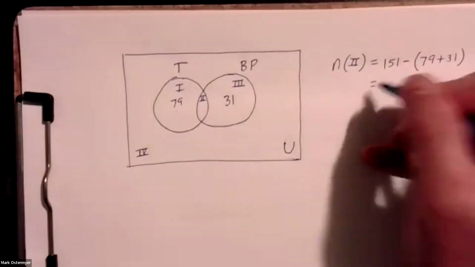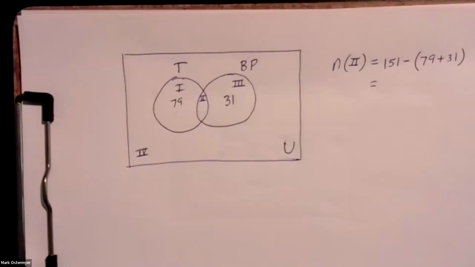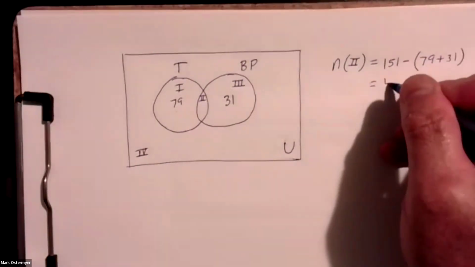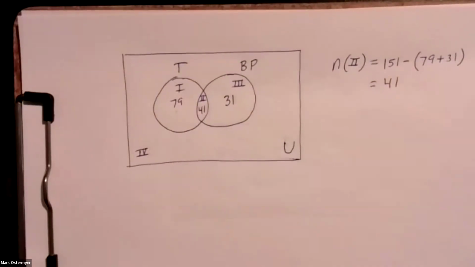All right, so what does this give you? 41. Now, what's that 41 saying? That 41 of the 500 respondents had both a tattoo and a body piercing. That makes sense, how we derived the cardinality of the intersected region, region two. But how many people responded to this survey? There were 500 people, correct?